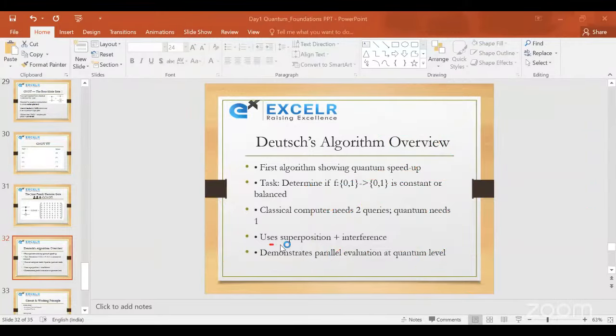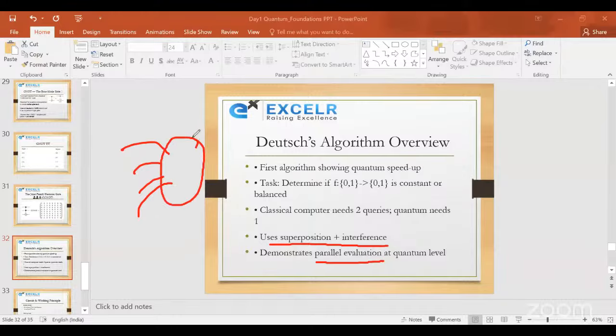So this algorithm uses superposition plus interference at the output, and demonstrates parallel evaluation. What has it proved? That parallelly we can have the inputs, and by this parallel inputting we can get an output which is the final solution: whether the function is constant or not. This is what Deutsch gives us.